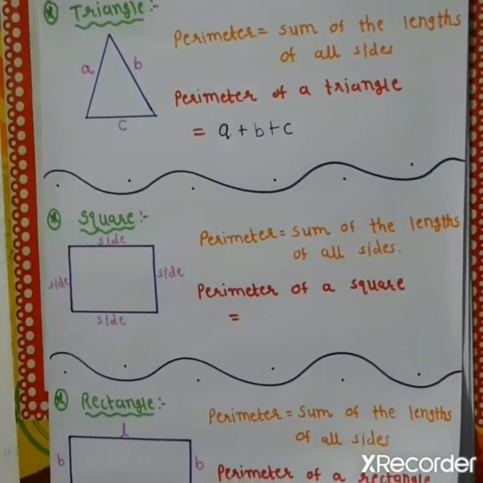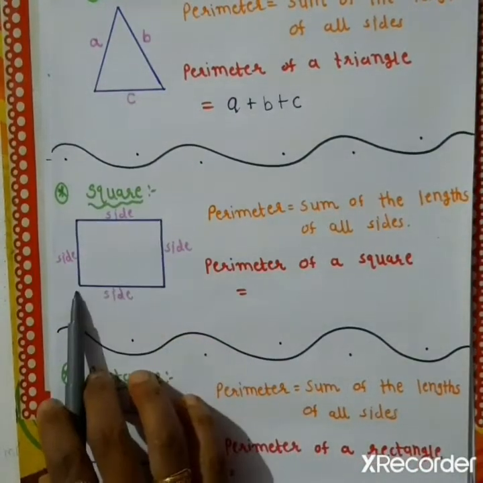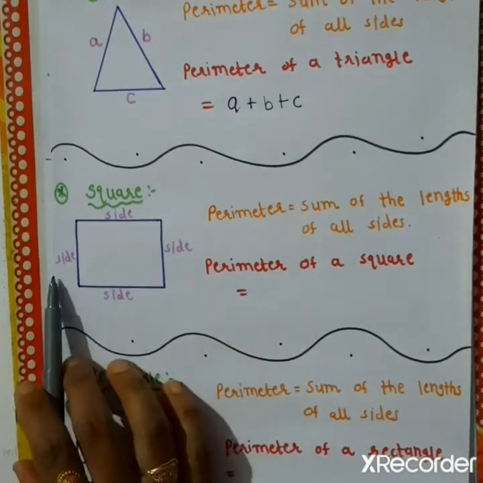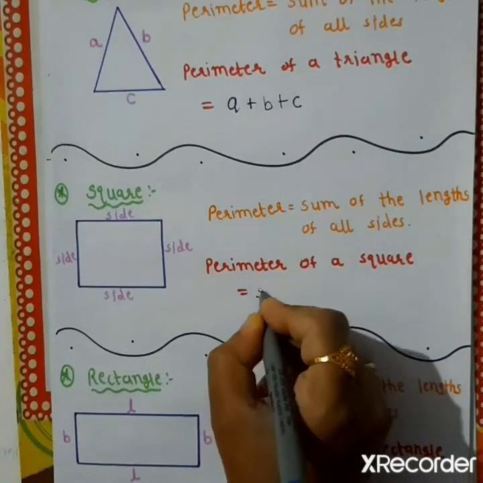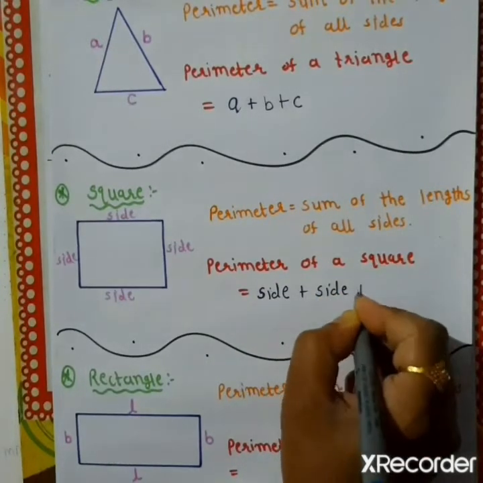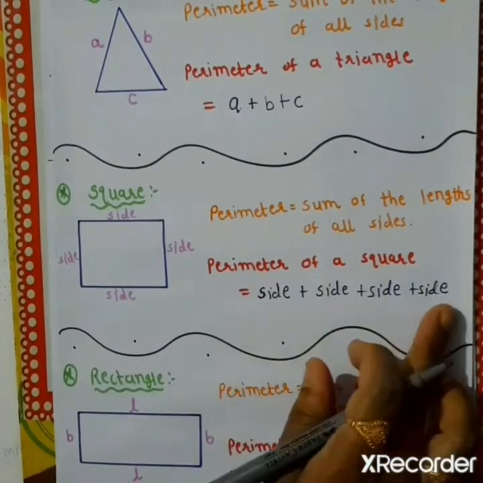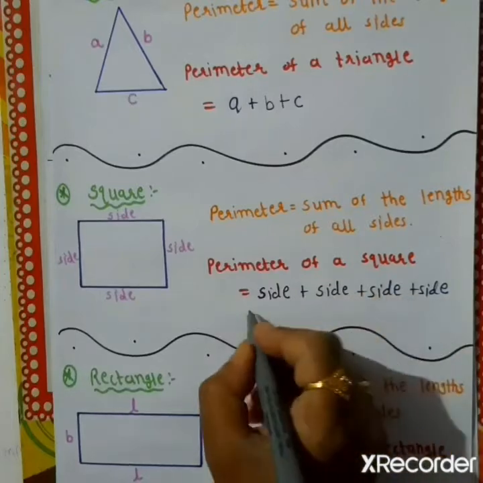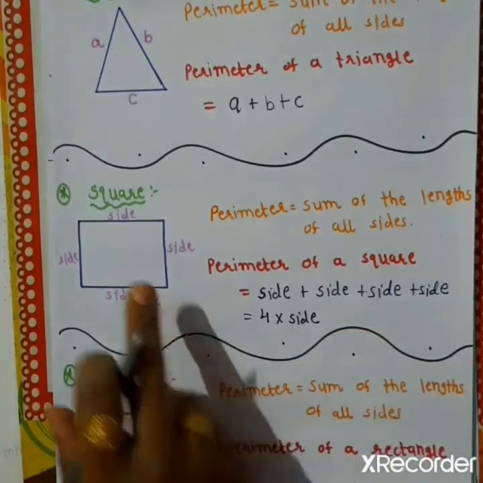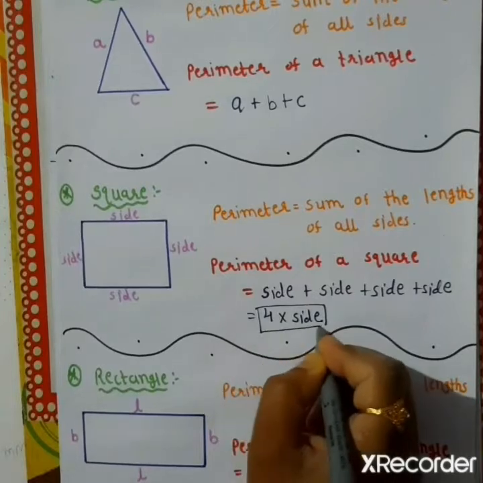Then next is square. We know that in a square all the sides are equal. So to find the perimeter of a square, we will add all these four sides. So perimeter of square will be side plus side plus side plus side. So how many times side? 1, 2, 3, 4. So 4 into side. So the formula to find the perimeter of a square is 4 into side.